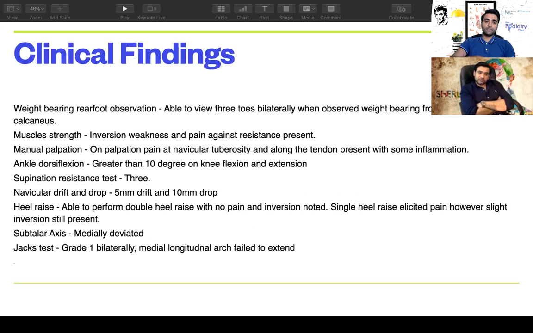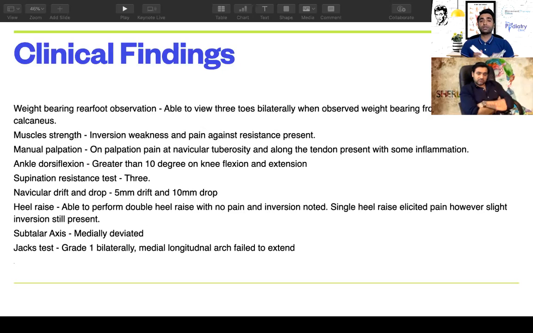For that sort of patient, we did weight-bearing rear foot observation, so you could see the 3 lateral toes from behind. Muscle strength: you could see weakness in the inversion of the foot. When the foot is moving inward, that was weaker because that's one of the functions of the tib post. Pain against resistance was present. Manual palpation caused pain in the insertional area of the tib post and along the tendon.